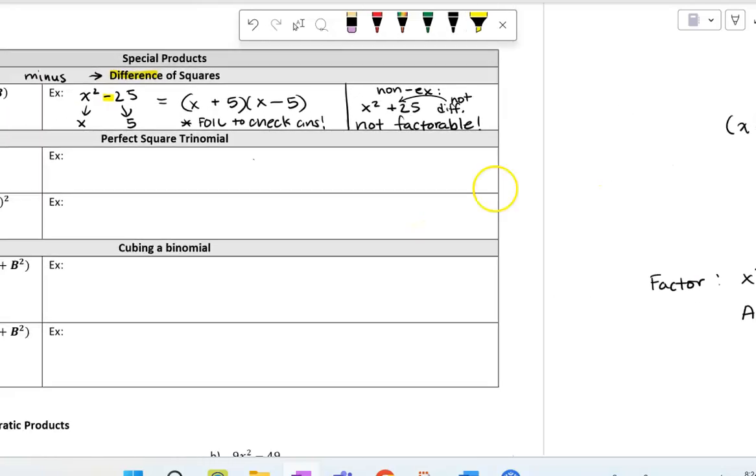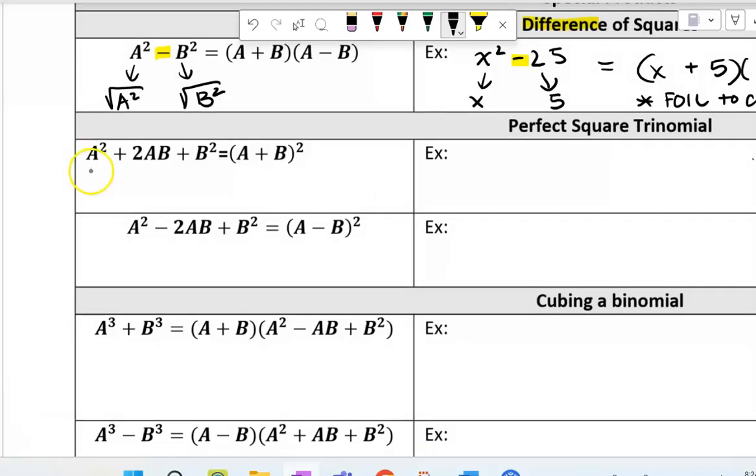The pattern is this. Both ends, first and last, you have to be able to take the square root of, and the middle needs to be 2 times the first and last square root. So you have to check to see, is it double the square roots of the ends? So let's do a quick example.